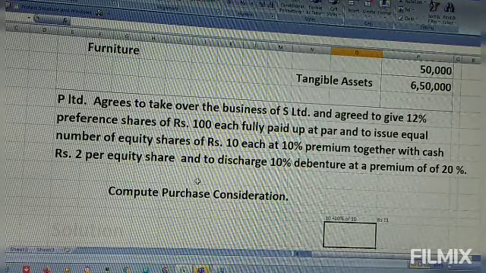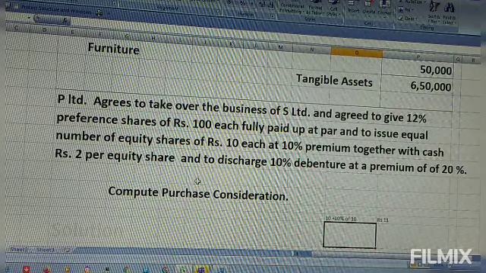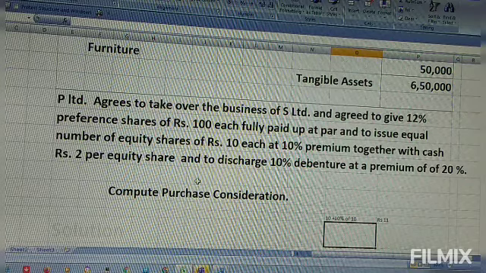Now, what is the value here? 60,000 equity shares into 11 each. Then it is also ready to give cash of 2 per equity share. Equity shares are 60,000, and 2 per equity share means 60,000 into 2, so it becomes 1,20,000 in cash. And to discharge the 10% debentures at a premium of 20%.